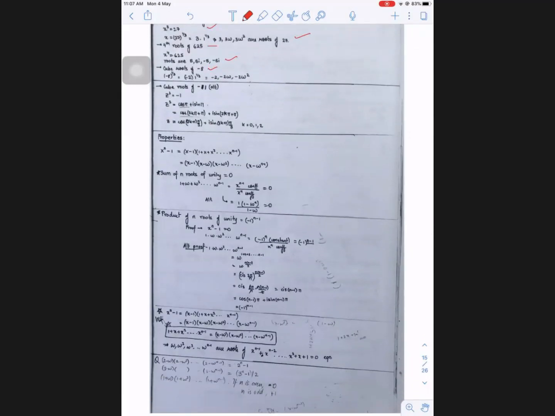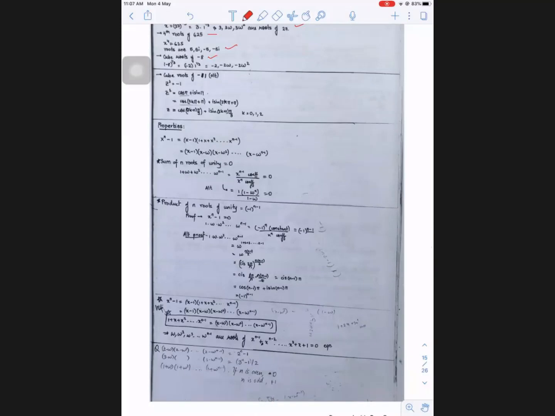And properties of nth roots of unity, these are very, very important. What the property says? One thing is, the sum of n roots of unity is always equal to 0. Here, we can show it in many ways. For example, one method is to take the equation x^n - 1 = 0. Its factorization is (x - 1)(x - ω)(x - ω²) ... (x - ω^(n-1)). So here if you observe, this result you also have to remember.